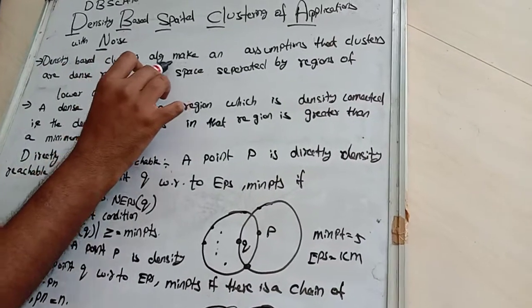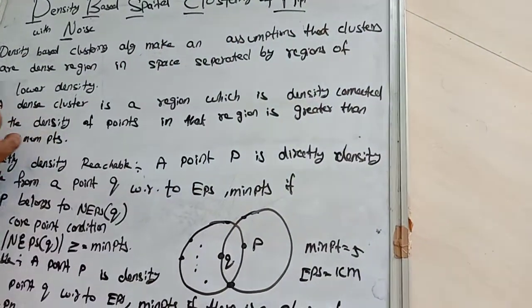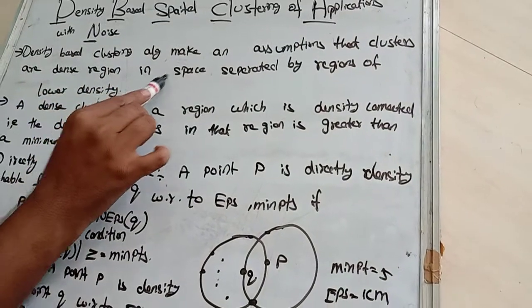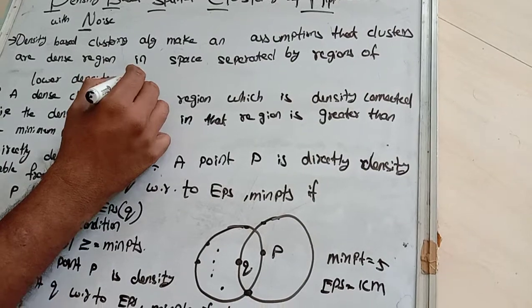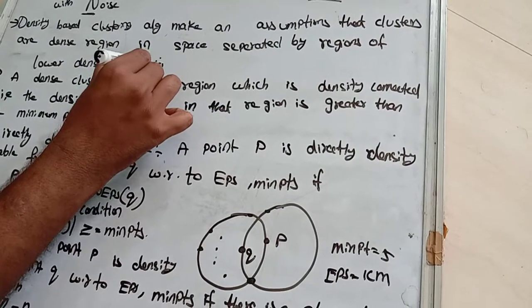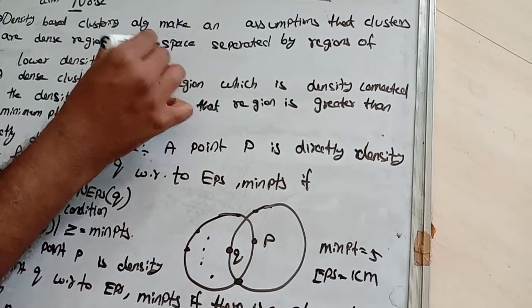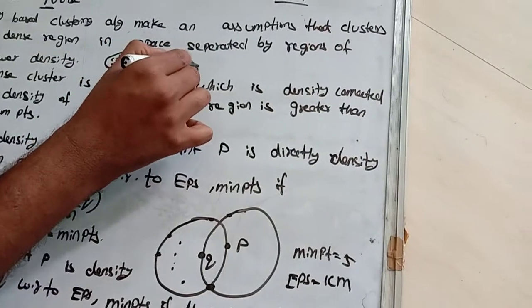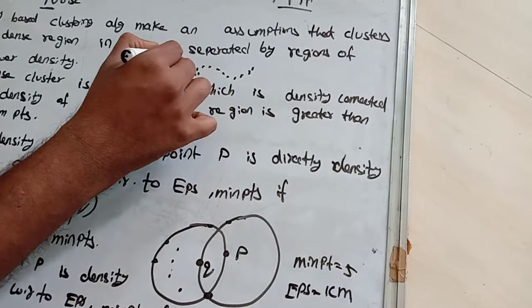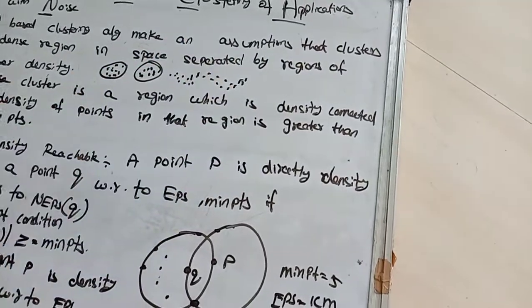Density based clustering algorithms make an assumption that clusters are dense regions in space separated by regions of lower density. As I told you, the points which are near to each other we can form as one cluster based upon the density. This is one more cluster. Again, the clusters need not be of the same shape, they can also be of different shapes.